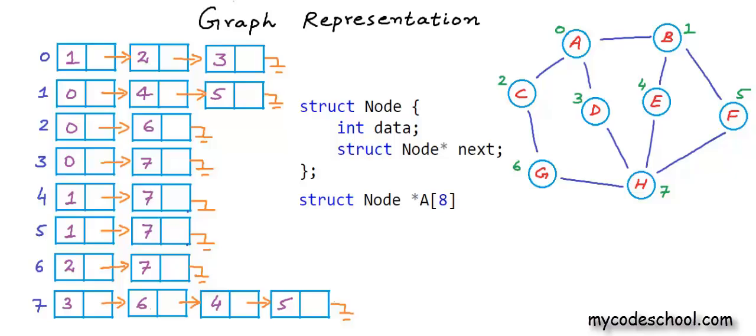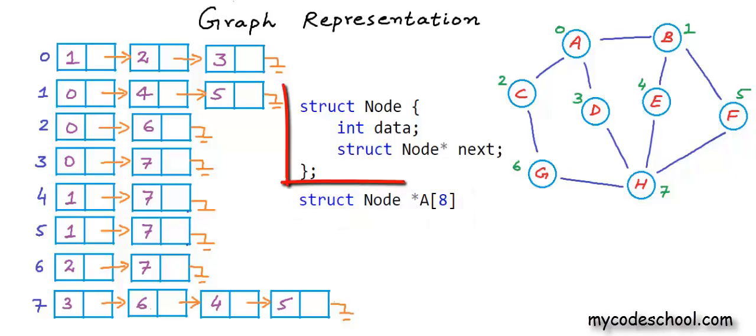Now, programmatically, to create this kind of structure in computer's memory, we need to create a linked list for each node to store its neighbors. So what we can do is create an array of pointers, just like what we had done when we were using arrays. The only difference would be that this time each of these pointers would point to the head of a linked list. That would be a node.